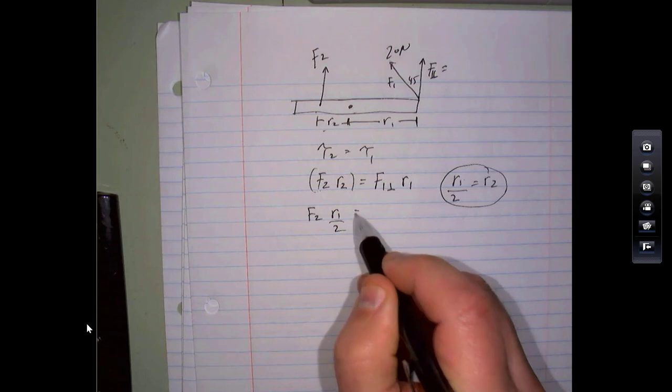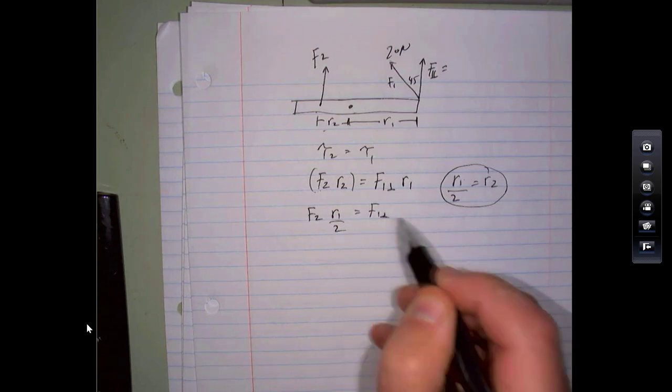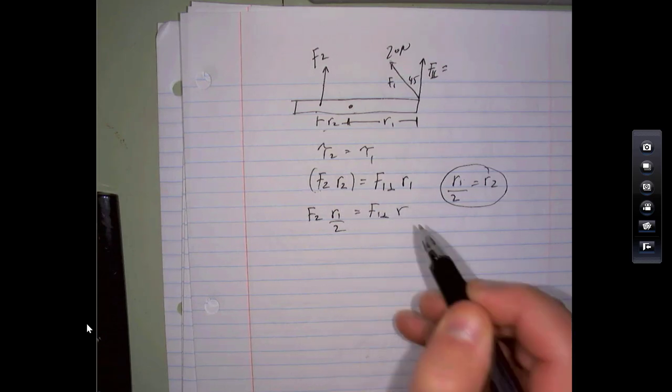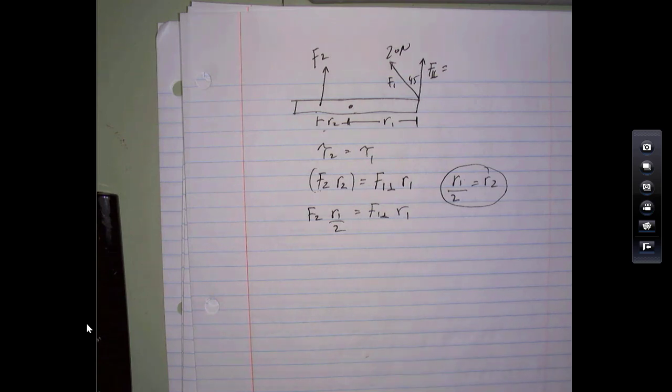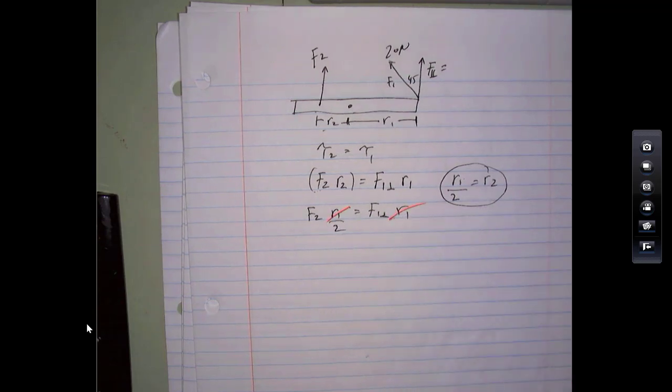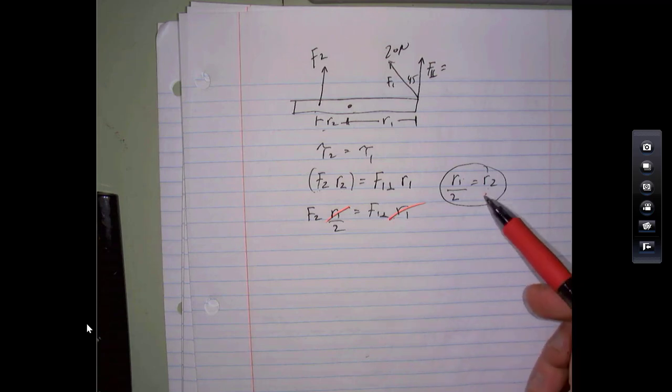So then that would give us F1 perpendicular times R1. And then you'll see that the R1s actually cancel out, so you don't really need to know how much they are. You just know one is twice as long as the other. So that works out like that. Those would actually cancel out. Okay, so again, you'll have to figure out the perpendicular part of F1 and then use this bit of information to solve it. Okay, let's look at the next one.